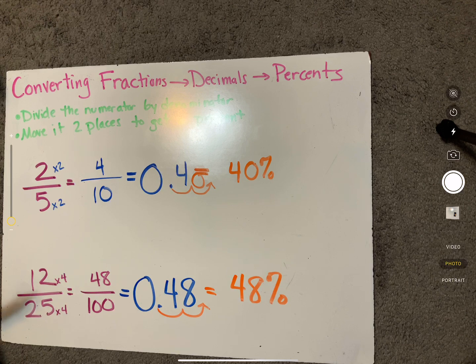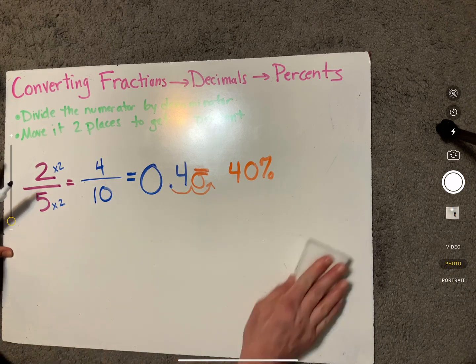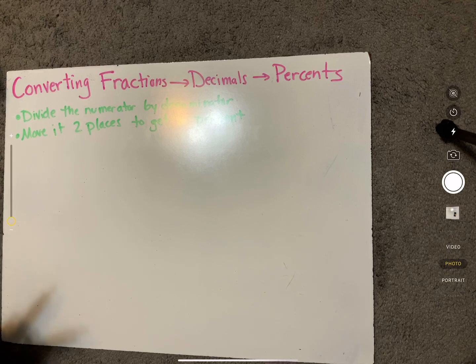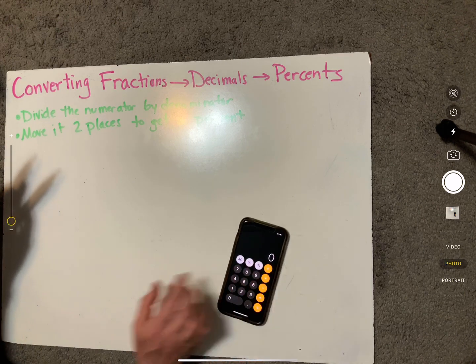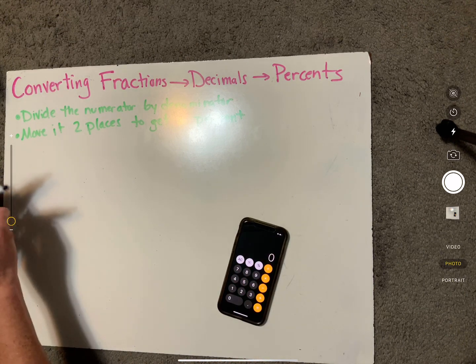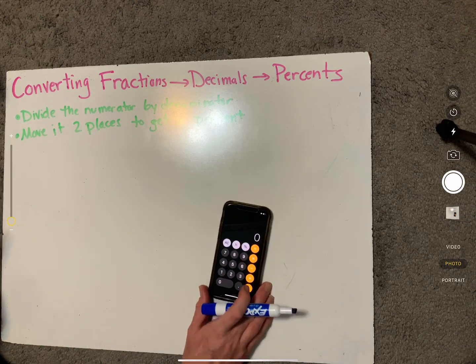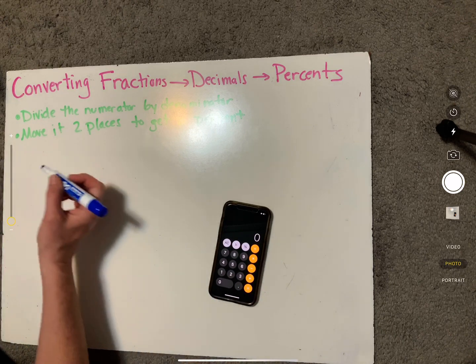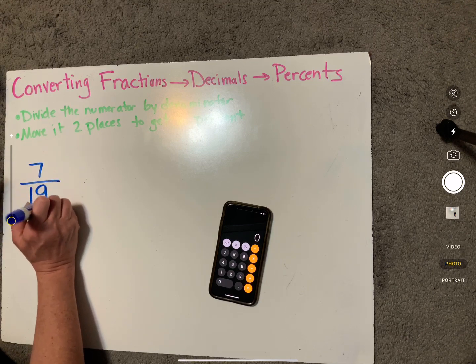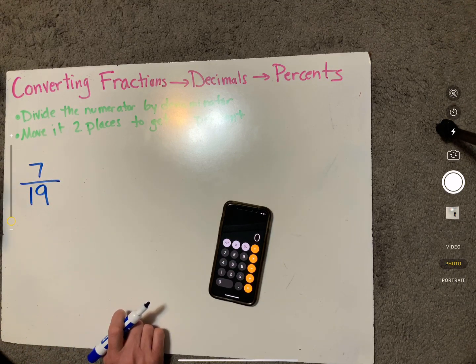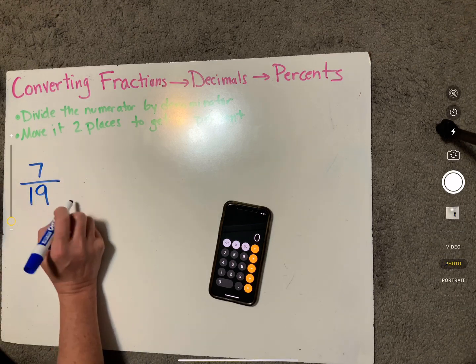Okay? All right, so now if we get one of those fractions like we talked about the other day, where our denominator is not something that we can easily change into 10 or 100, we're going to need to use our trusty little calculator. So let's say I have 7/19. Yikes, that's not a friendly fraction. So I'm going to divide.